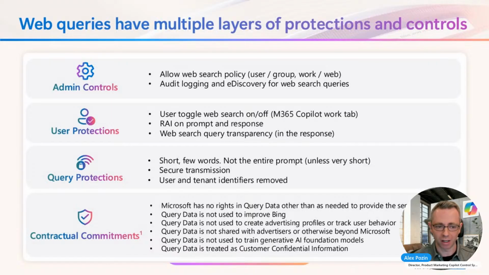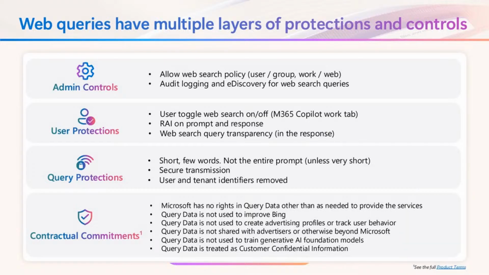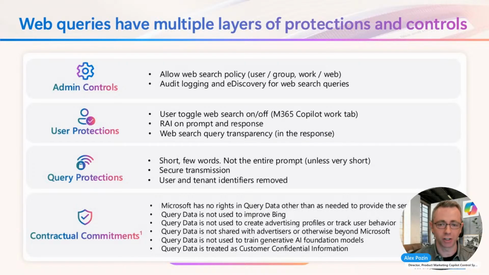So that covers a lot of the controls, but there are also commitments that we make. And some of the important ones to call out here is that Microsoft has no rights to the query data other than needed to provide the services. We're not using the queries to improve Bing. They're not used for advertising profiles or tracking, not shared with advertisers or beyond Microsoft. We're not using query data to train AI foundation models. We really treat queries as customer confidential information. And for full language of the queries, those are posted in our product terms. So if you're interested in seeing those, you can see that full language as well. Now let's go on to the next slide.